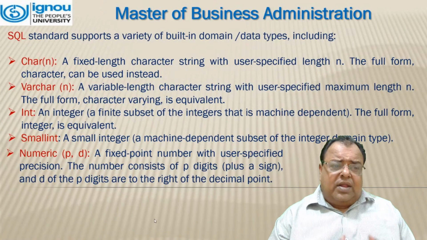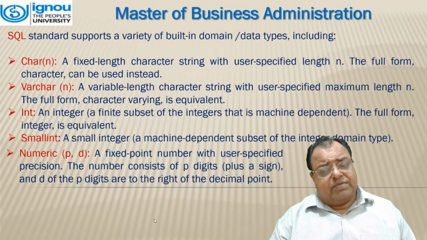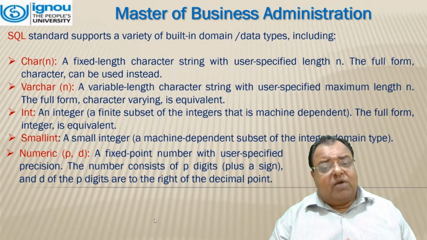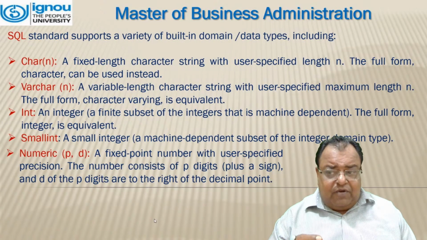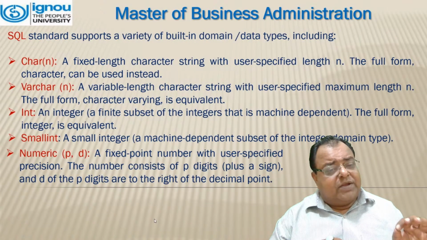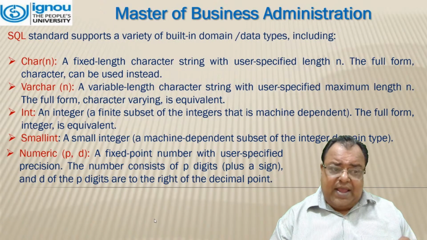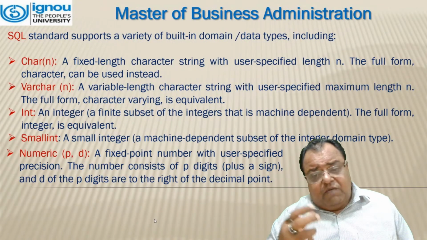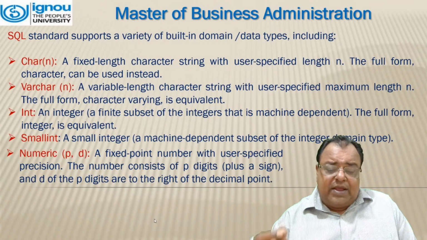The SQL standard supports a variety of built-in domain or data types, including char(n), a fixed length character string with user specified length, and the full form character can be used as text. Then comes varchar(n), again denoted by n, a variable length character string with user specified maximum length of n. The full form character varying is equivalent.